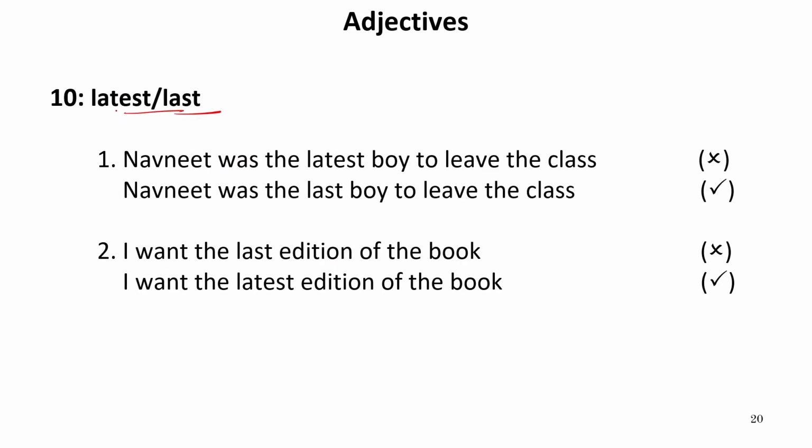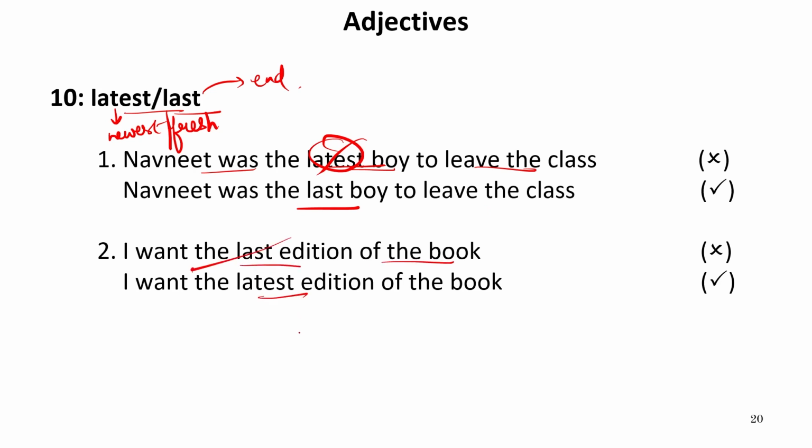Latest and last. Now latest means the newest or the fresh, whereas last means the end. Navneet was the latest boy to leave the class. So this is incorrect. It should be replaced with last, because he was the last person to leave. I want the last edition of the book. So it is not last. It should be latest edition. It means the fresh, the newest edition. So there is a difference between last and latest. Latest refers to something which is new, which is fresh, and last refers to when something is at the end. So this is the difference between latest and last.